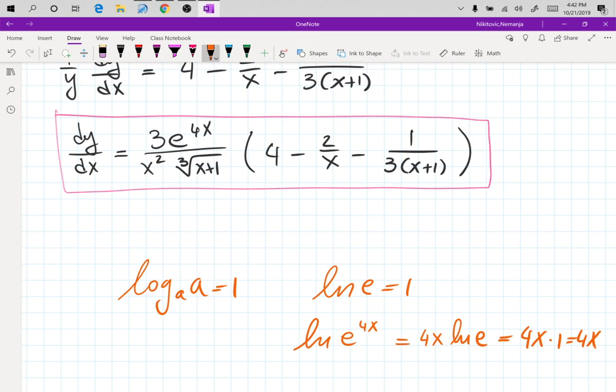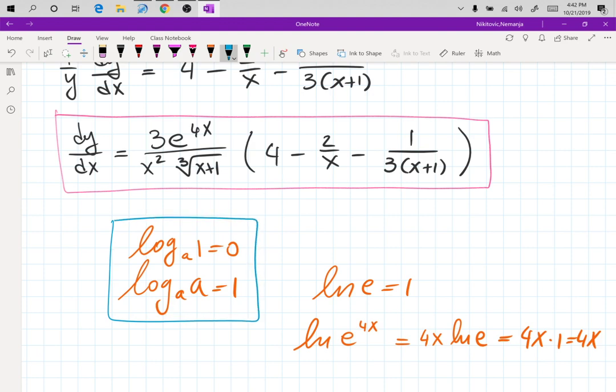There's another one over here. Log of any base of 1 is always 0. I call these cute formulas. They're there to help us when we need to calculate something. Anyway, that's it.